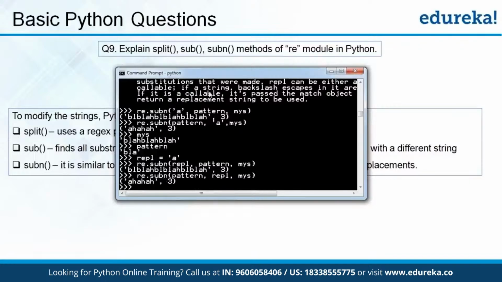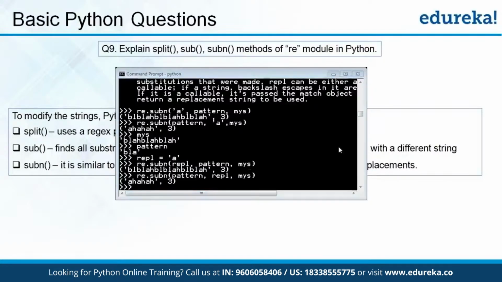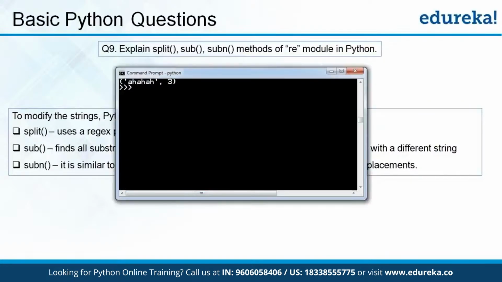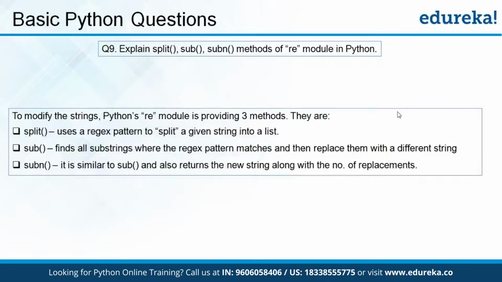Take your pattern, replace all the items in your pattern with the replacement item A, and you get A, A, A. So BLA, BLA is replaced with A, and it gives you how many times it has been substituted. Okay, so let's continue with our questions.